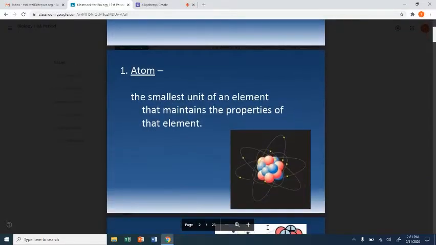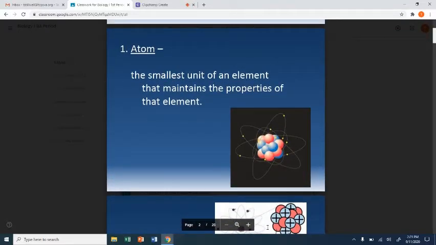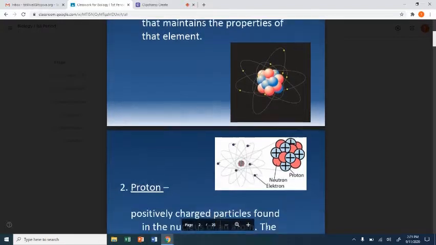The first word is atom. It's the smallest unit of an element that maintains the properties of that element. We cannot split an atom down into its parts by standard, normal means. Okay, because when you do split an atom, it does create things like bombs, big kabooms. But an atom is the smallest unit of an element that maintains a property of matter.